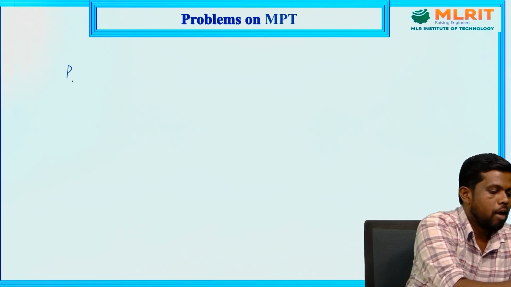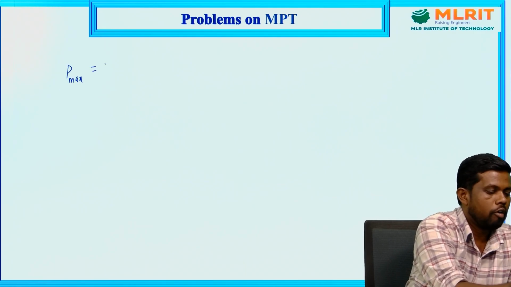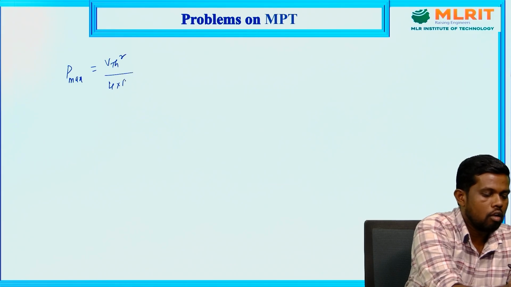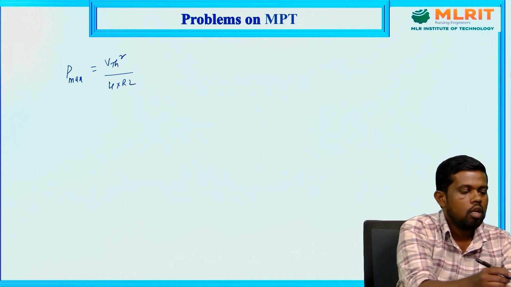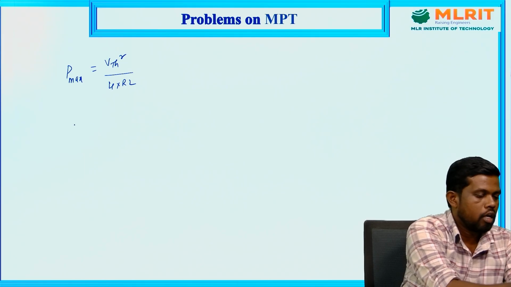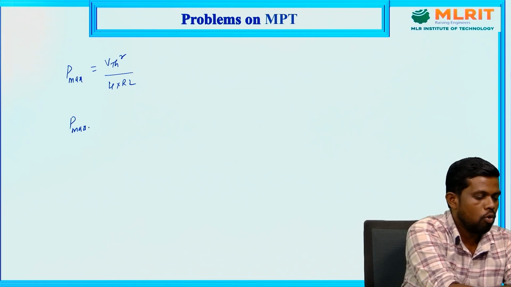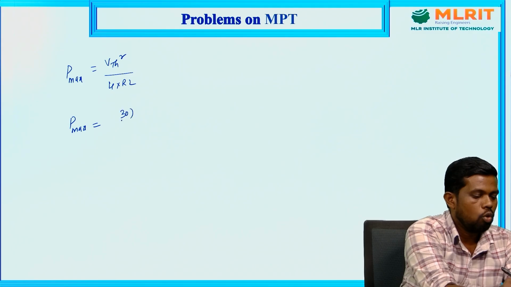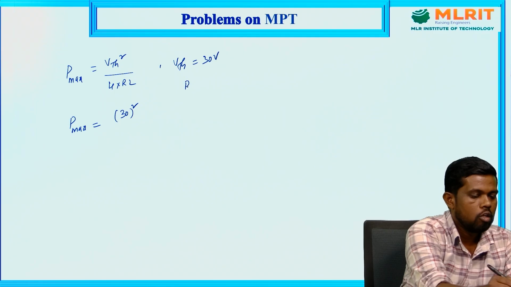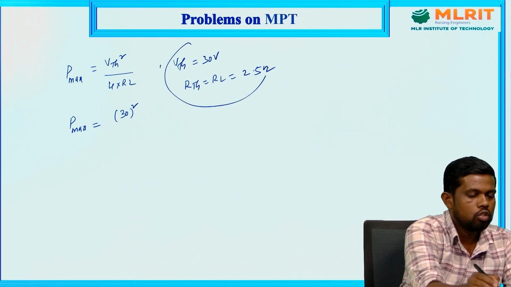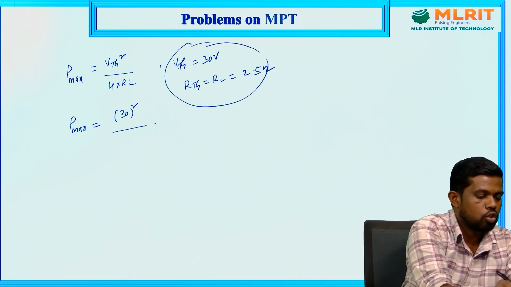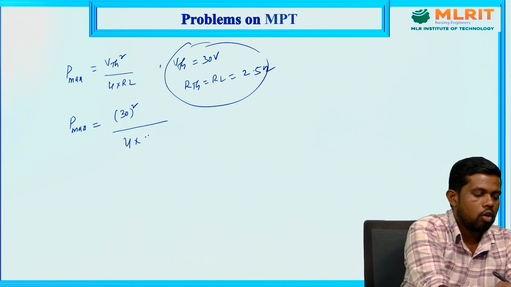There is a formula for the maximum power value. In the last session we derived that it is VTH square divided by 4 times RL. We have already gone through the VTH, RTH and RL values. Therefore P max equals 30 whole square, because VTH equals 30 volts, divided by 4 times 2.5 ohms, since RL equals 2.5 ohms.